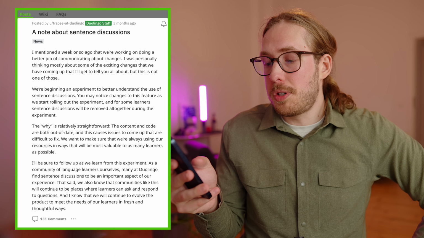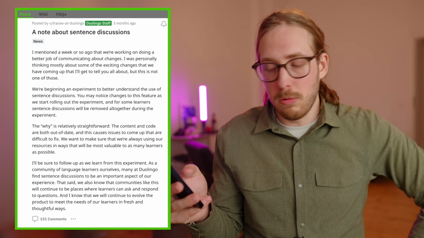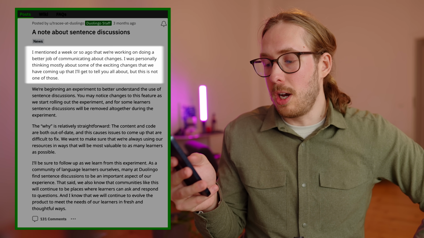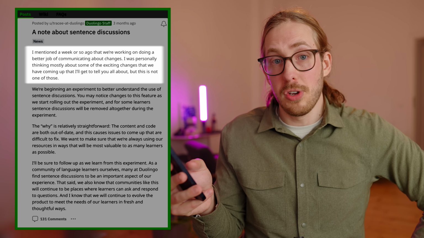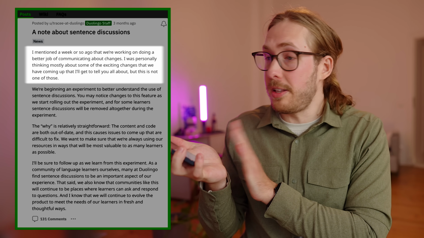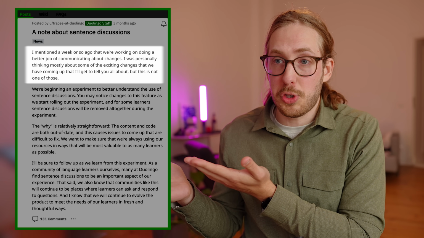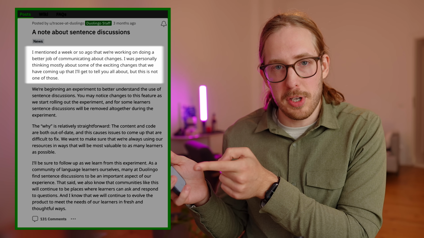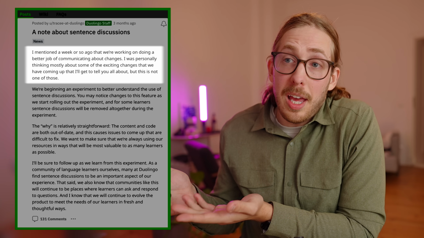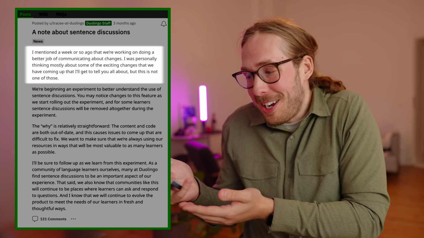Either way, the Duolingo team has communicated why they did this, and let's just see what they have to say. We have a comment here from Tracy at Duolingo that says, A note about sentence discussions. Cool, get a note. I mentioned a week or so ago that we'll be working on doing a better job of communicating about changes. Thank God. This is a start. I'd like to not be sarcastic, but even having a post on a subreddit that 99.9% of their audience isn't going to find is a step. It's a step in the right direction.